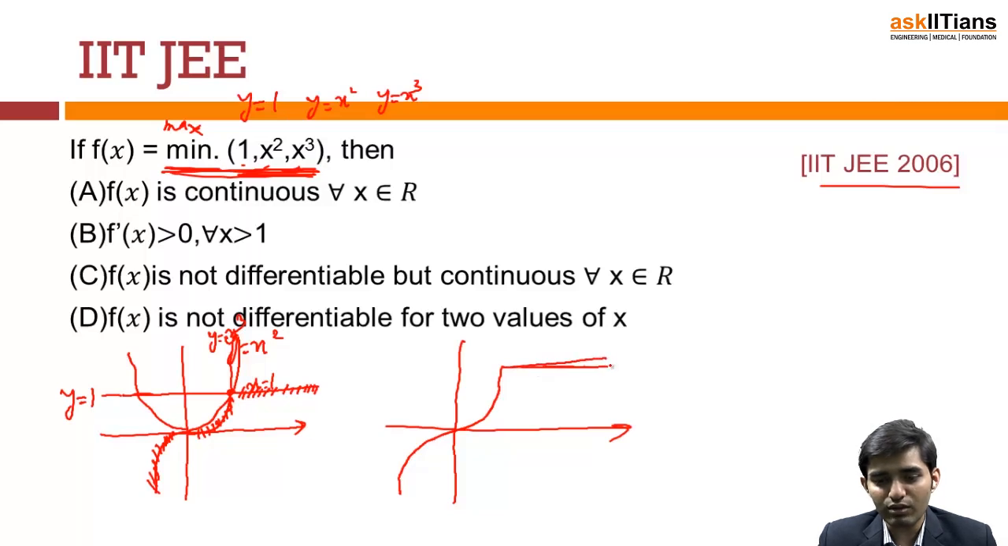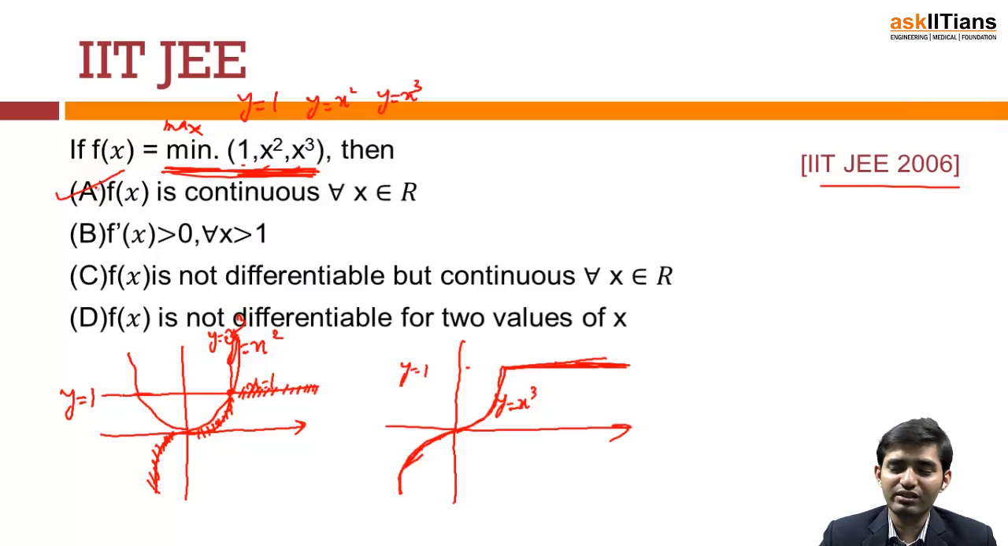It will be y equal to 1, a straight line, right? This is a straight line, y equal to 1, and here it will be the graph of y equal to x cube. So from the graph itself you can see that this graph is continuous for all x, because we don't have to lift the pen. If I draw the graph of this, I can directly draw it like this. So this is continuous for all x. This option is correct, right? This graph is continuous everywhere because we don't have to lift the pen anywhere.